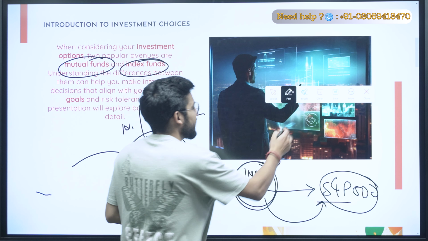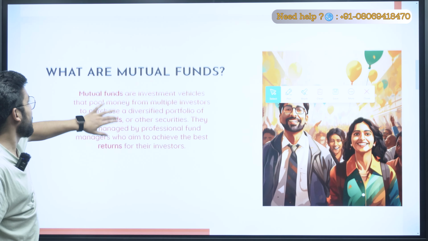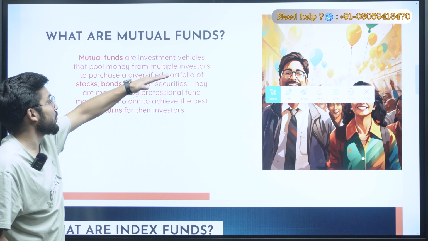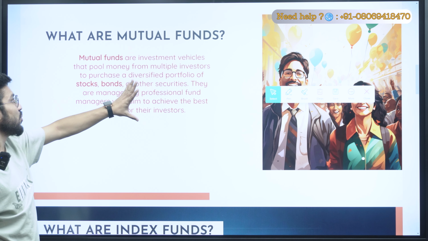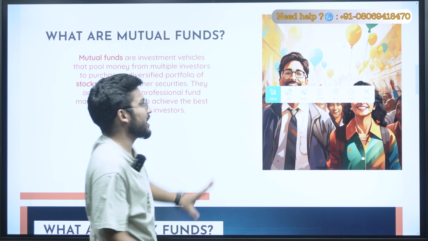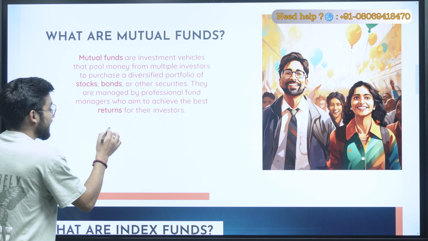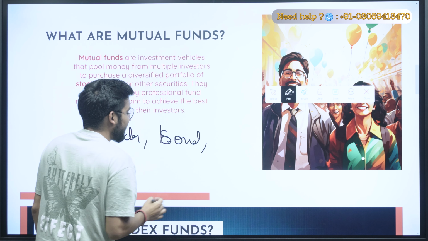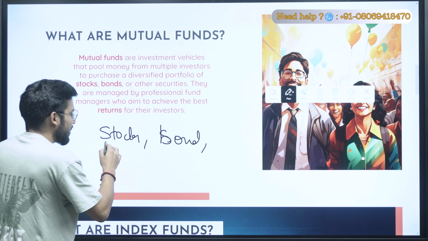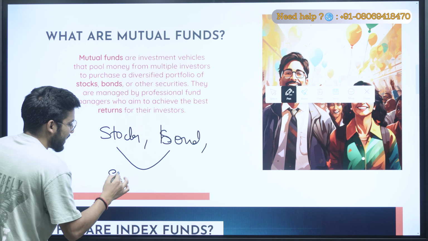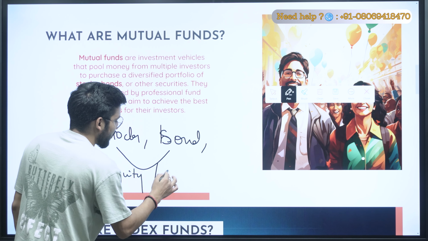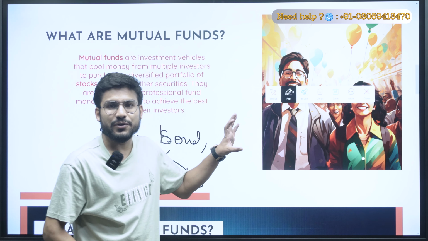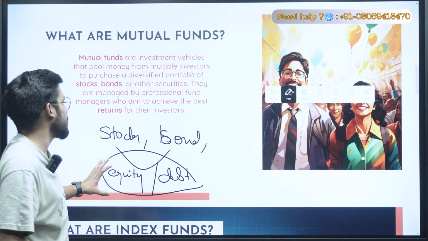So let's see what's ahead in the PPT. Yeah, so what are mutual funds? The definition is given here. Mutual funds are investment vehicles that pool money from multiple investors to purchase a diversified portfolio of stocks and bonds, right? So when we are talking about mutual fund, what will it consist of? It will consist of stocks as well as bonds, and there can be multiple things also. For example, a mixture of equity and debt, so there will be a mixture of equity and debt funds. Or it can be in the ratio of 40/60, 60/40, 50/50, 30/70, it can be like this also, right?